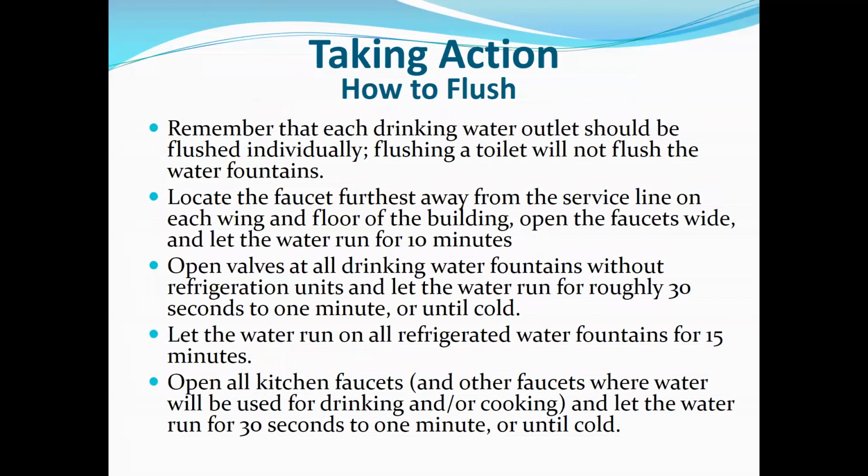And so we're going to talk about how to flush. Just remember that each drinking water outlet should be flushed individually, and that flushing a toilet will not flush the water fountains. That's not how it works. So locate the faucet that's furthest away from the service line on each wing and floor of the building, and then open those faucets wide open and let the water run for 10 minutes. That will provide fresh water through the header. That will provide fresh water to the interior parts of the plumbing.